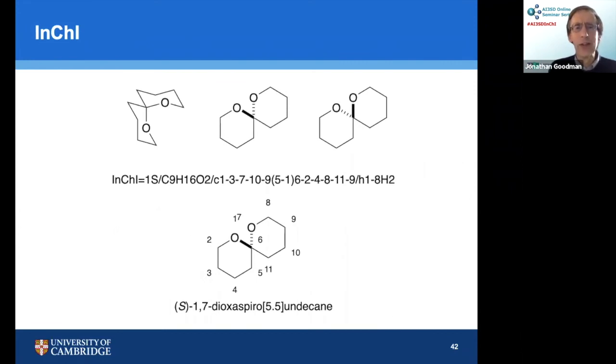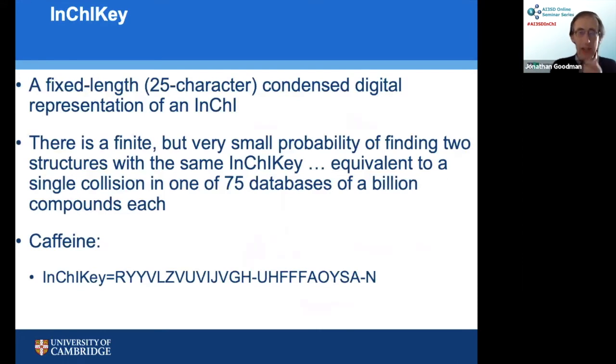The InChI is almost perfect. One of its minor issues, or major issues if you're interested in spiroacetals like this, is that it misses this stereocenter. The InChI algorithm is very good at finding stereogenic centers, but it misses a very small number of examples. So the InChI will represent a wide number of molecules.